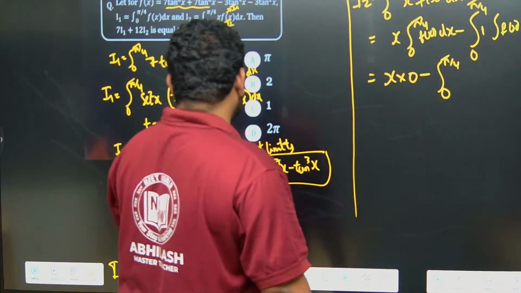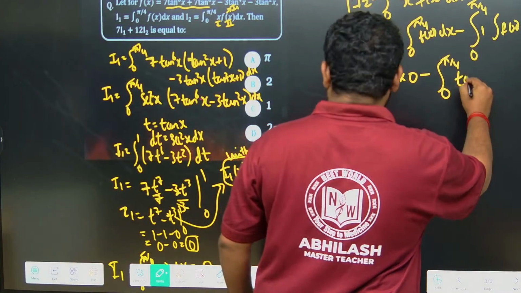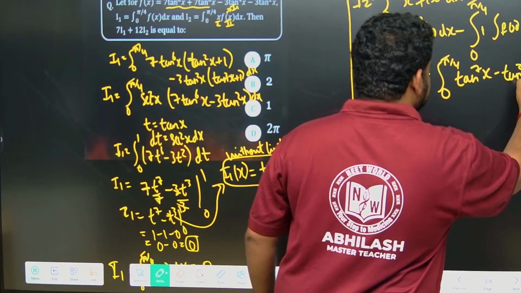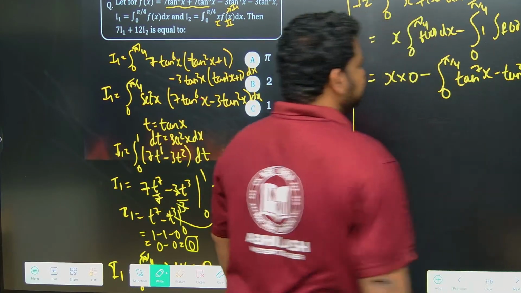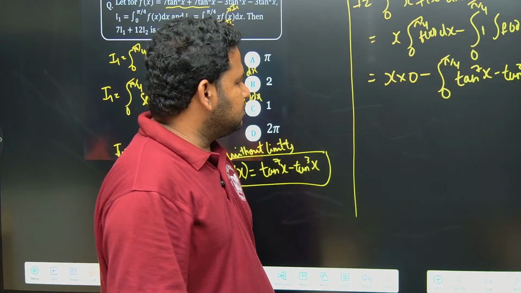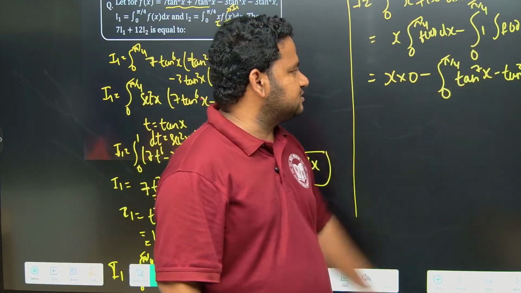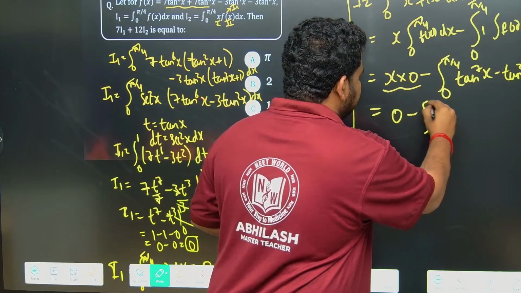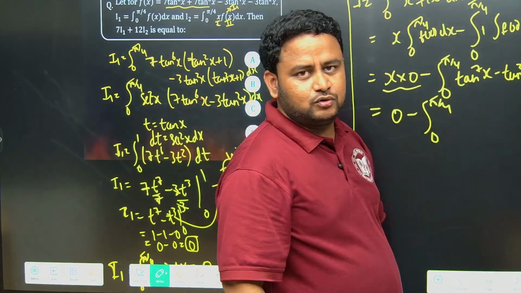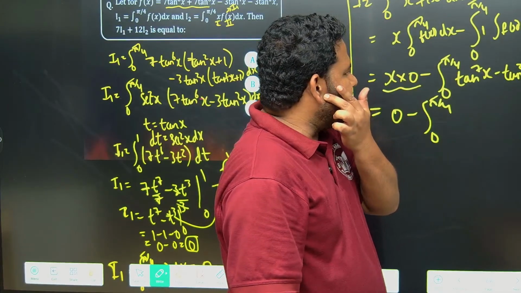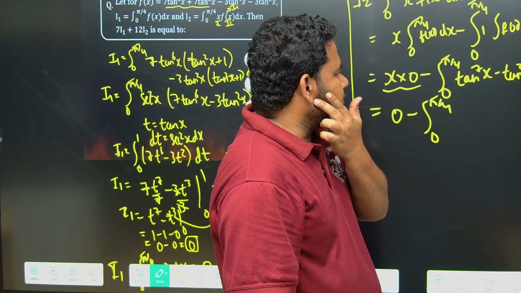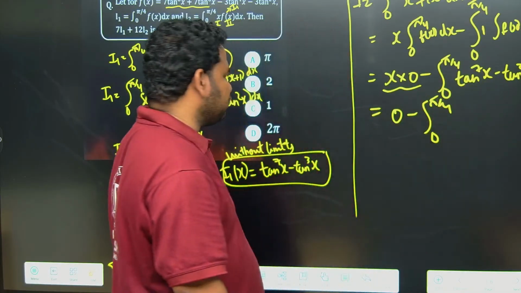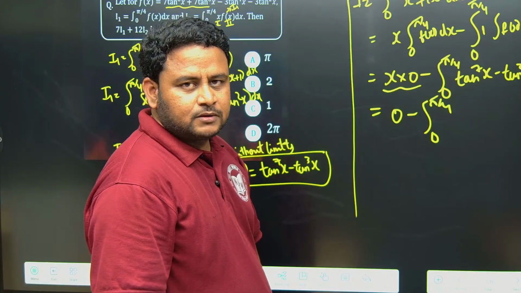The integral of f of x dx is nothing but tan^7 x minus tan^3 x, and this entire first thing becomes 0. Now, from 0 to pi by 4 of tan^7 x minus tan^3 x dx, what can I take common here? I can take tan x common.